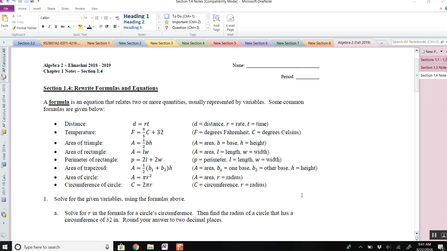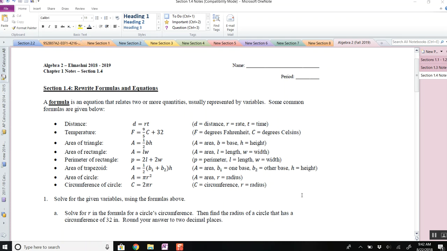The equations we have here are not necessarily linear, and actually they're kind of funky equations because a lot of them are geometry based. But what we're going to work on is knowing how to isolate a variable using algebraic techniques. So first off, let's define a formula.